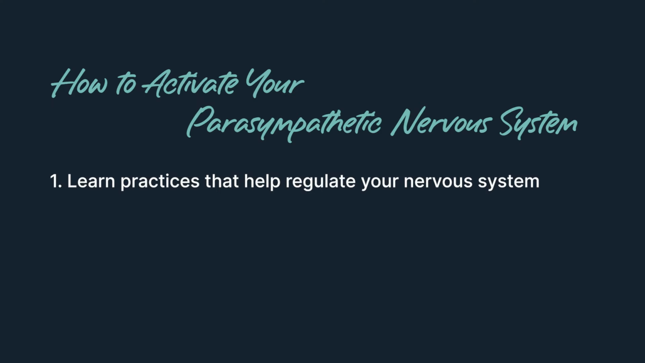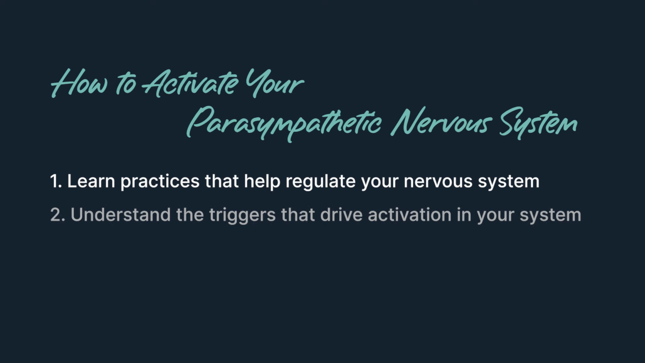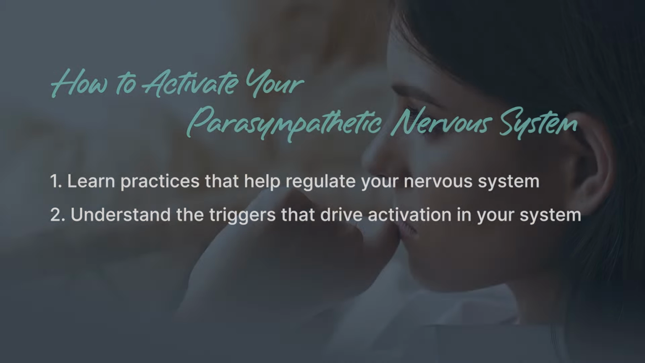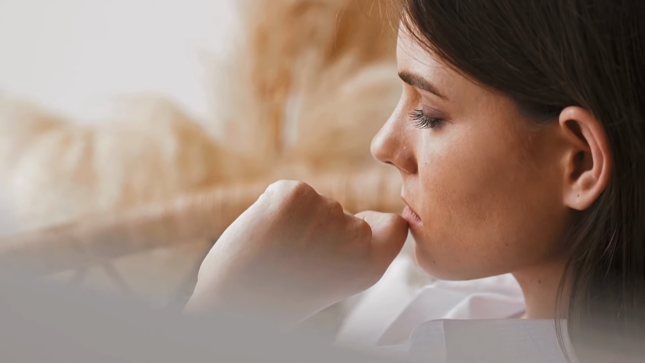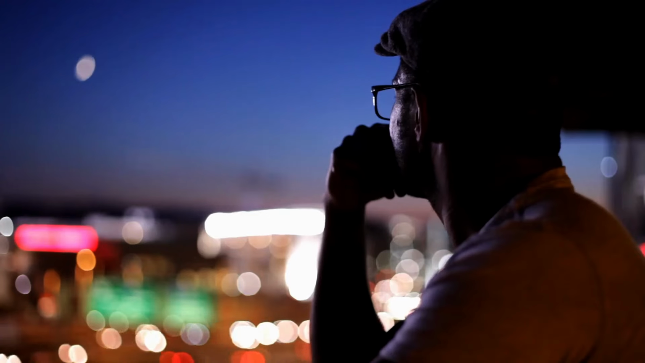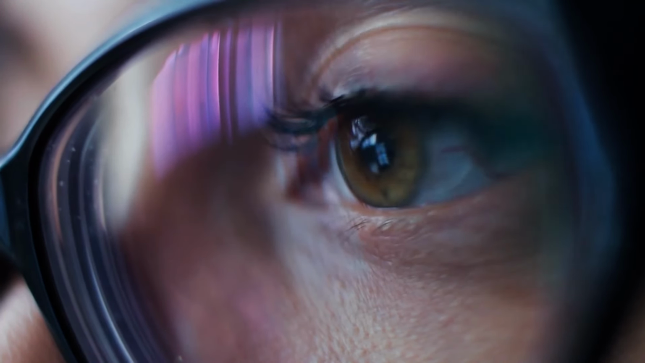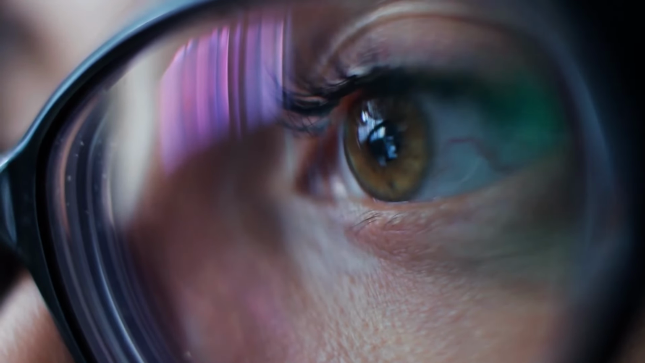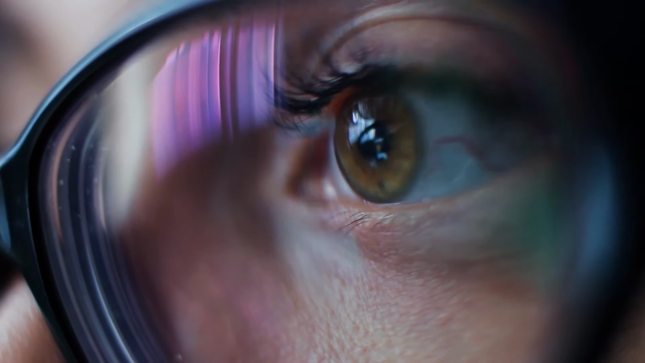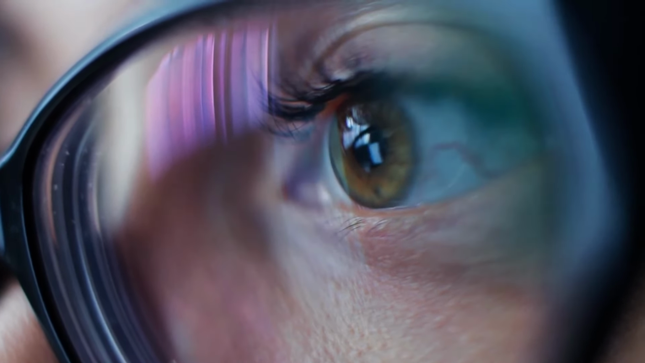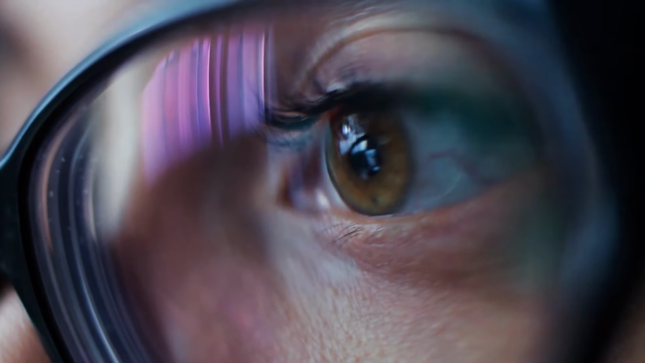The second piece that's really important here is to understand the triggers that are driving that state of activation in our system. What are the thought patterns? What are the external triggers? What are the belief systems? What are the stories that we tell ourselves? What are the things that when stuff happens in the world, our system has learned to respond in a way where it becomes dysregulated? If you can see it, you don't have to be it.